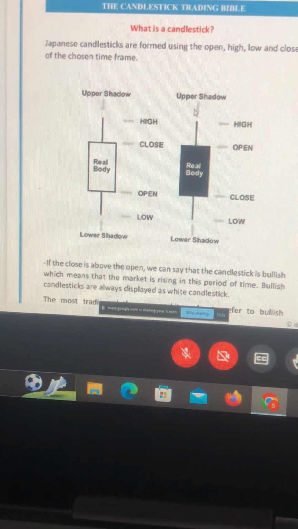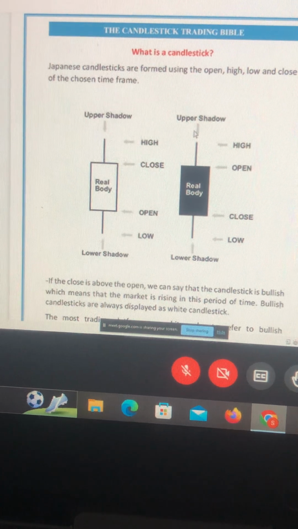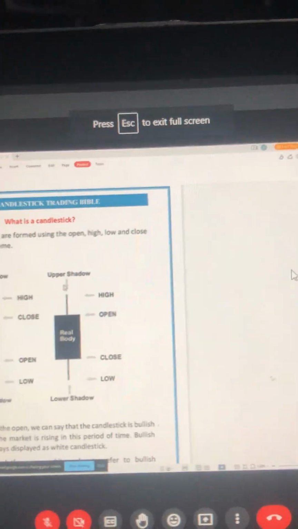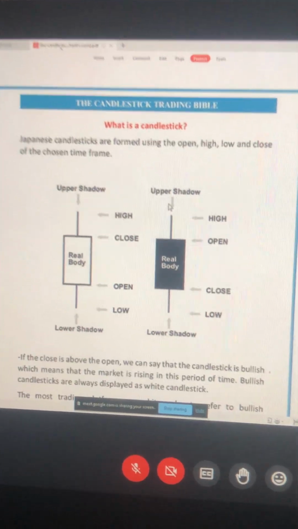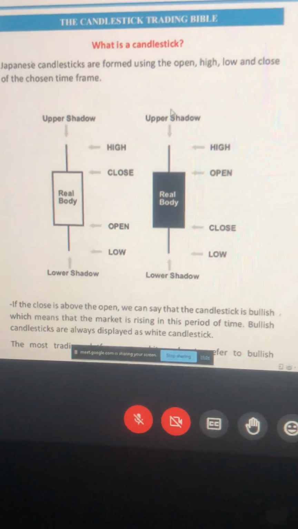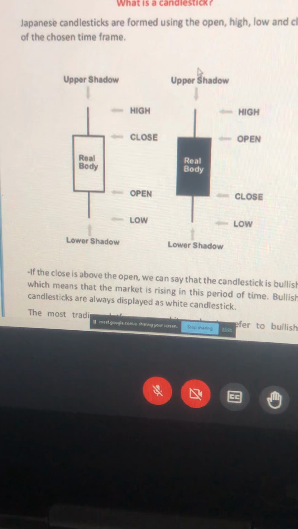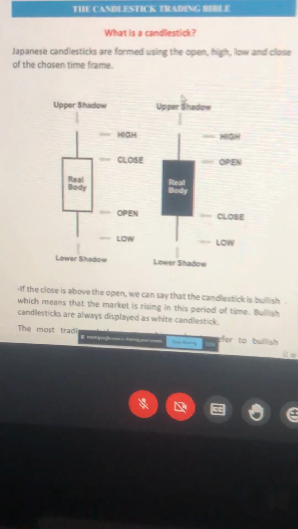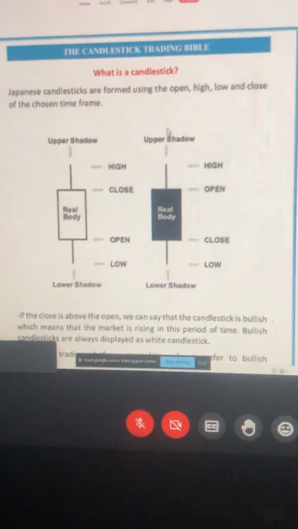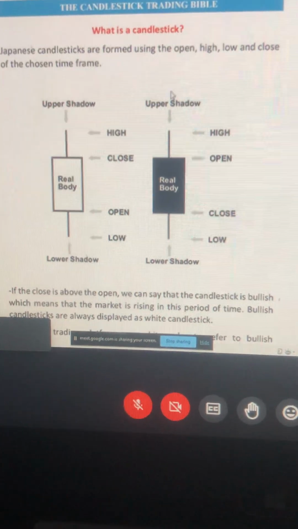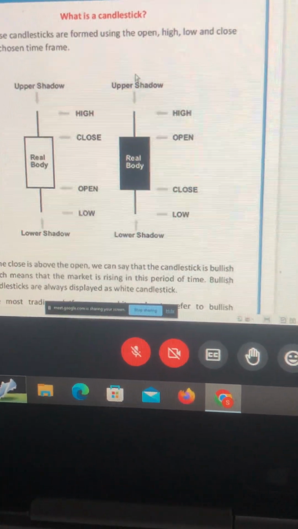I mean you know how that candle opened, reached the high, reached the low, and the place where it closed. That is what I mean by the psychology of candlesticks. Knowing where the candlestick opened, where it closed, the high and the low your candlestick was able to reach.